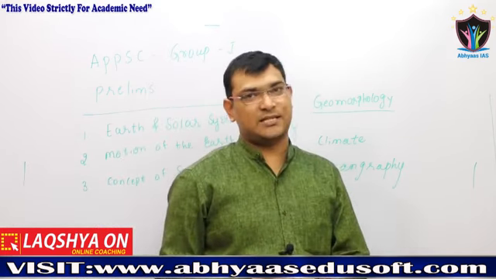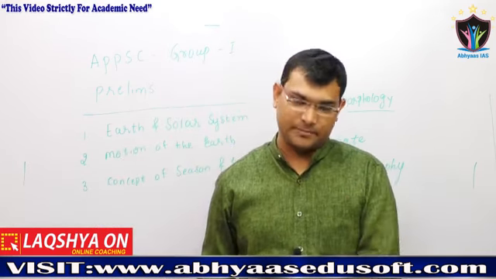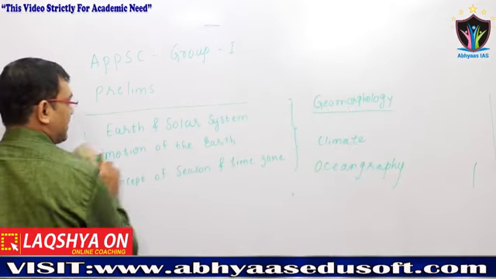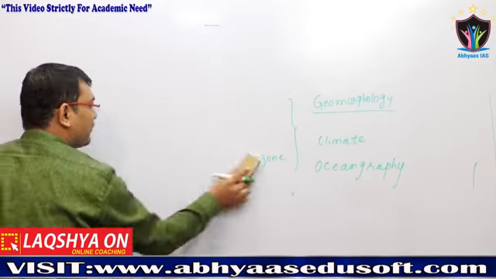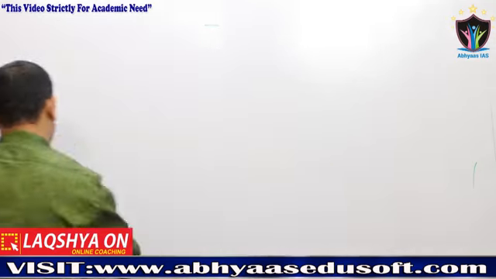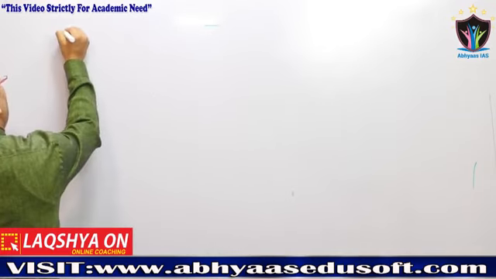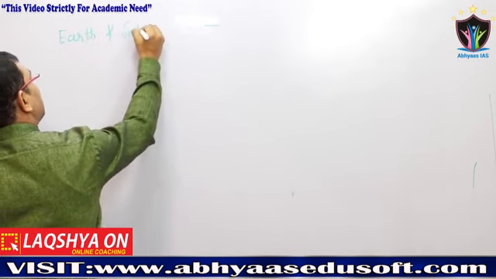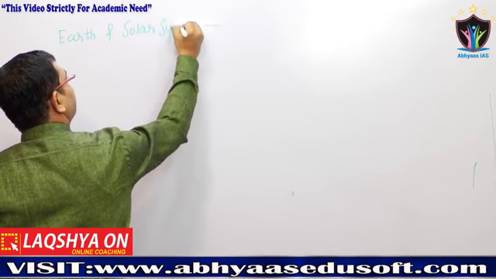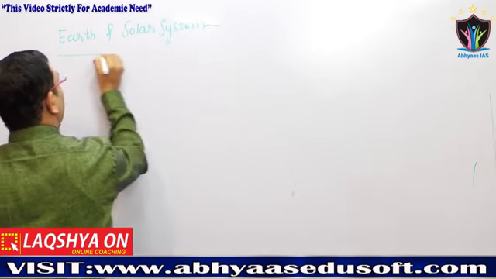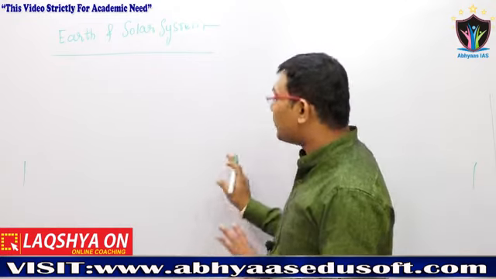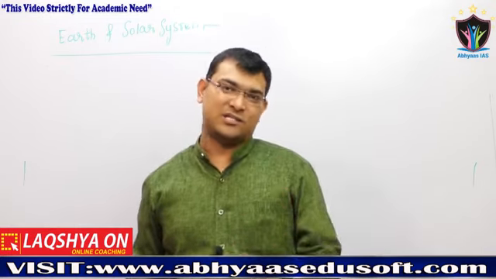So what is there in this? Everything will go step by step. The first topic I will choose is the earth and its solar system. So we will be dealing with the first topic as earth and the solar system. How will the questions be asked, and what are these topic concepts? First we need to clarify the concept.